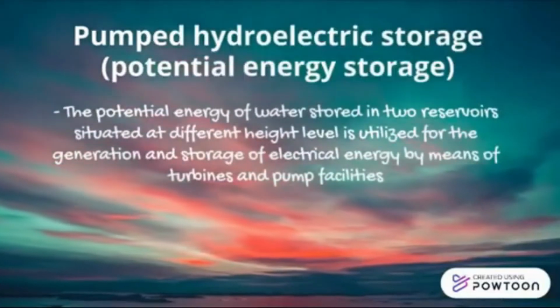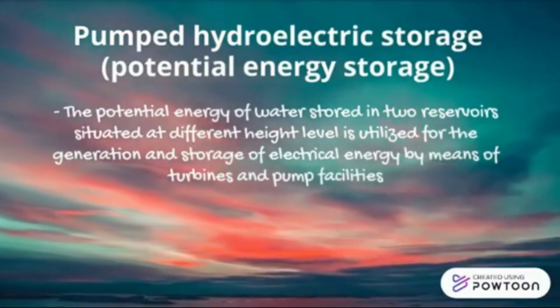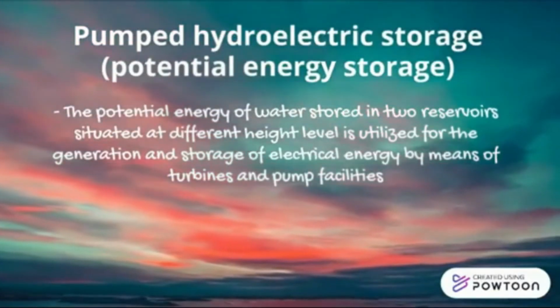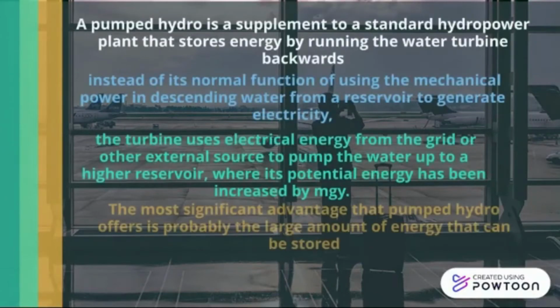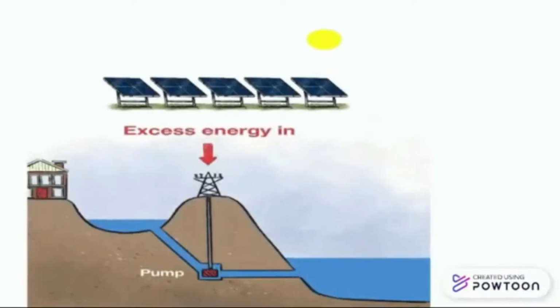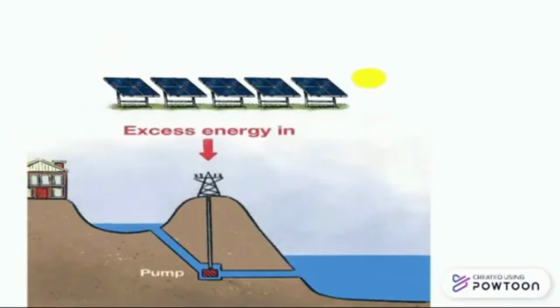Pumped hydroelectric storage. The potential energy of water stored in two reservoirs situated at different heights is utilized for the generation and storage of electrical energy by means of turbines and pump facilities. Pumped hydro is a supplement to a standard hydropower plant that stores energy by running the water turbine backwards. The most significant advantage that pumped hydro offers is probably the large amount of energy that can be stored. During the low demand period, the water from the lower reservoir is transferred to the higher reservoir by pumps, and during the peaking or high demand period, the water stored in the upper reservoir is allowed to flow through the turbines to generate the required electricity.